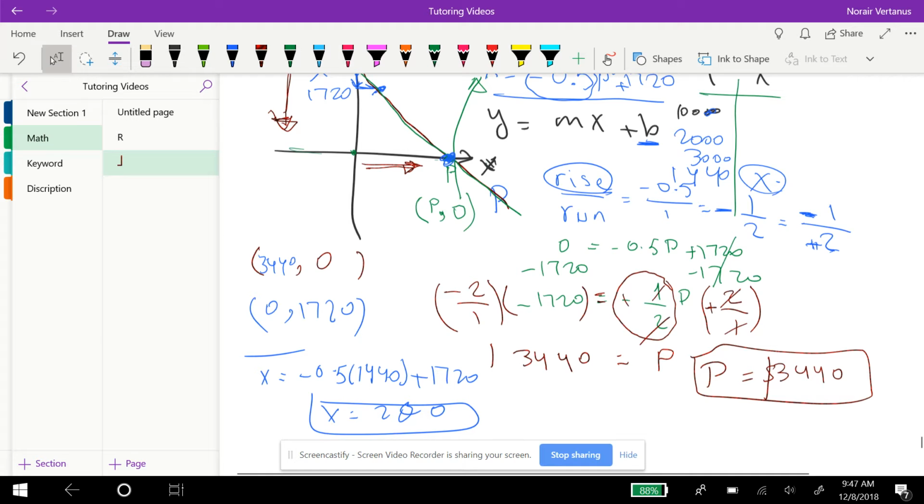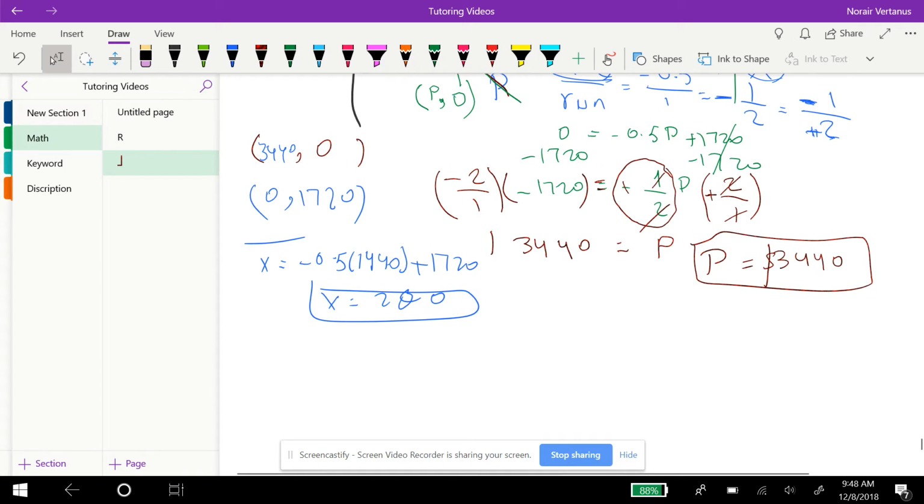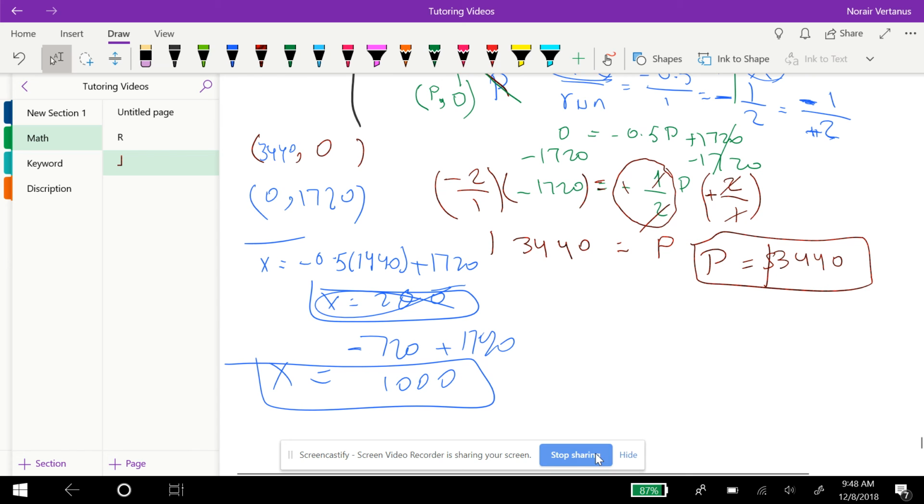Here it says 1,000. Our solution is 1,000. I didn't multiply. If you multiply by this, it's going to divide by 2. Correct, 720. So I didn't multiply by negative 0.5, so that times minus plus 1,720. Negative times positive is negative, and then plus 1,720, so it's going to be 1,000, correct? All right, so that's how you're going to get this. So done with this problem, right? Yeah.